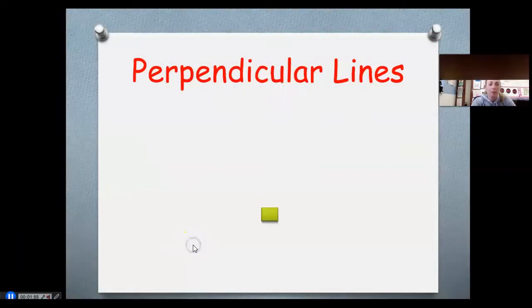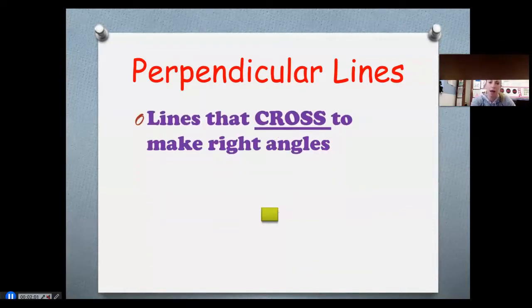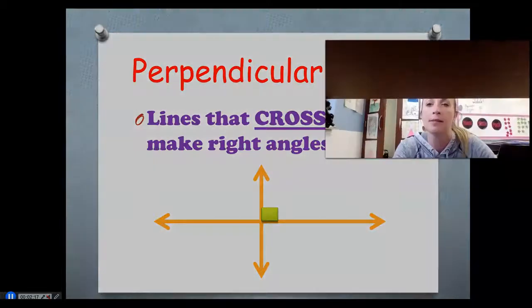All right. Now let's talk about perpendicular lines. Perpendicular lines are lines that cross to make right angles. Remember, a right angle has a square in the corner. Right angles make perfect T's or perfect L's. When we are talking about perpendicular lines, we are looking for perfect T's. So, perpendicular lines look like this. They must be a perfect T. That is a perpendicular line. So, parallel lines never touch. Perpendicular lines make perfect T's.